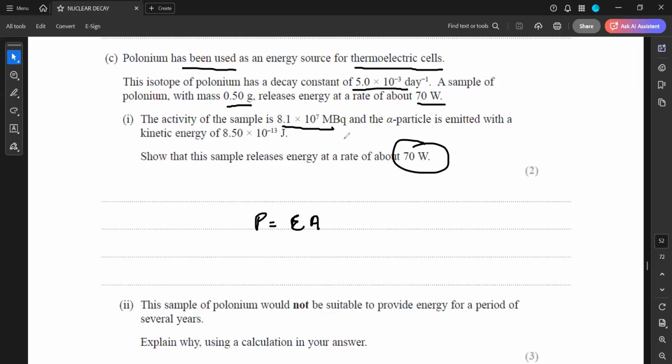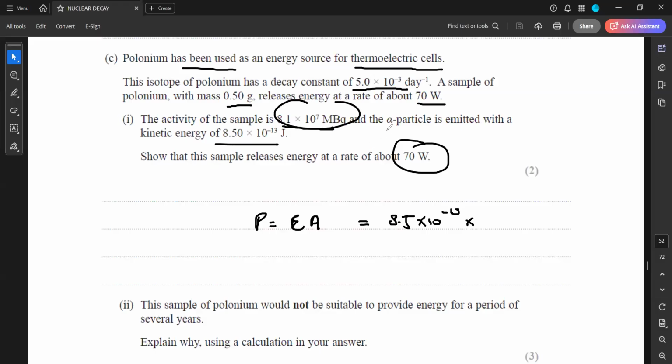So we want to show that the power coming out, the emission every second, is about 70 joules per second or 70 watt. We know the formula that power is energy multiplied by activity. So how much is the energy? It is 8.5 × 10^-13, that is the energy from one alpha particle emitted. And how many are emitted?